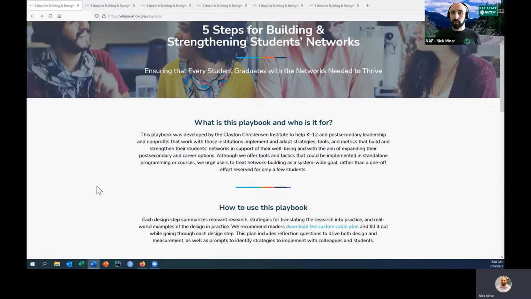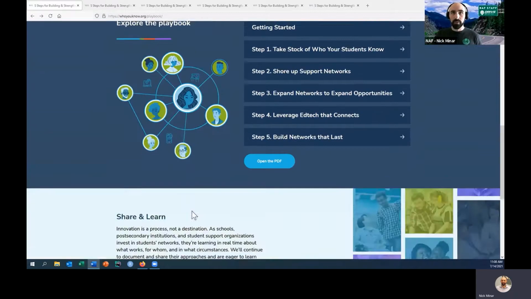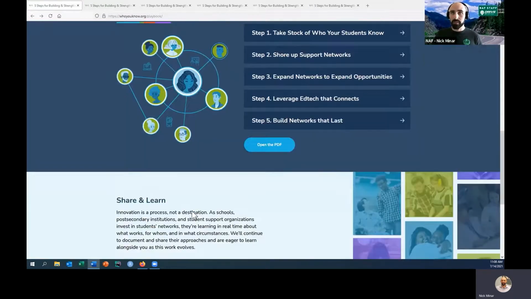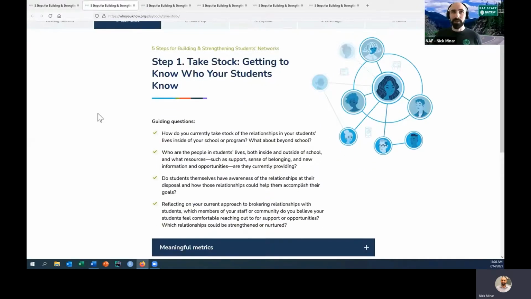So for example, I'm just going to scroll down here. You can see the 5 steps we're going to talk about in this session here today. But I also wanted to point out that each section has a number of subsections, and you can actually see those when you get into the playbook. Click into step 1. Yeah, is it in there? Okay, yeah. I had it open, but I wasn't as familiar.